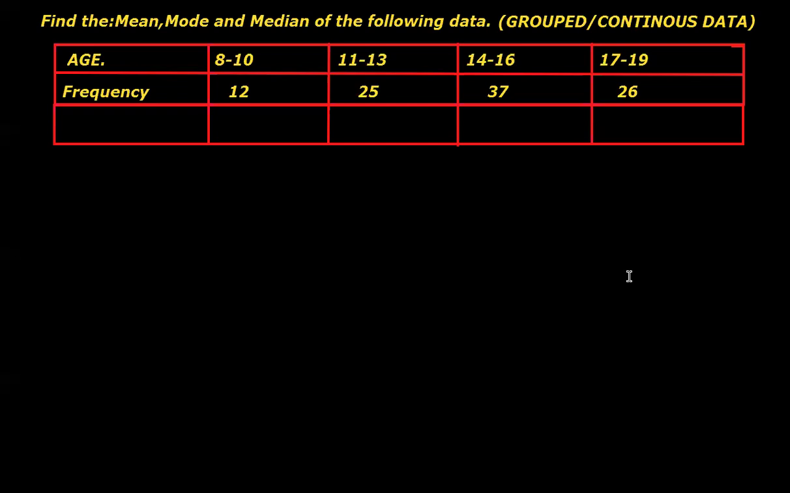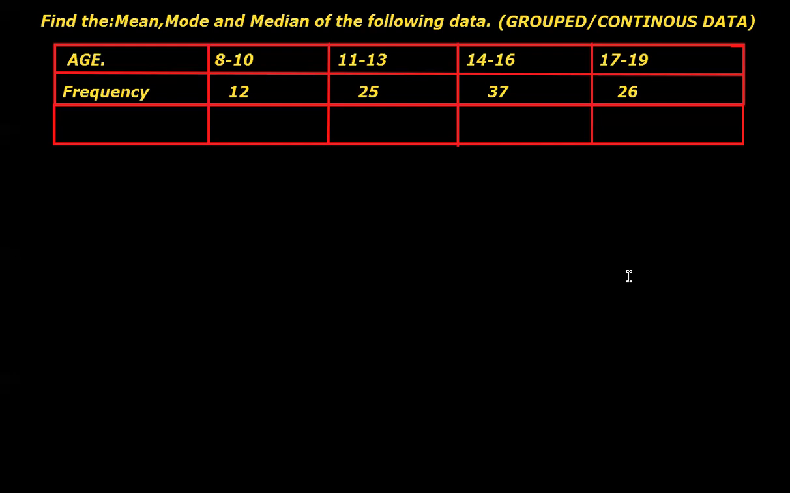Once again, we meet for another very important session where I need to explain to you how you can get the mean, mode, and median of grouped or continuous data. Now, I already have some data on the board, as you can see. It's the data of ages: kids aged between 8 and 10, the frequency is 12; 11 to 13, the frequency is 25; 14 to 16, the frequency is 37 kids; and kids aged between 17 and 19 are 26 kids. Okay, so this is grouped data.